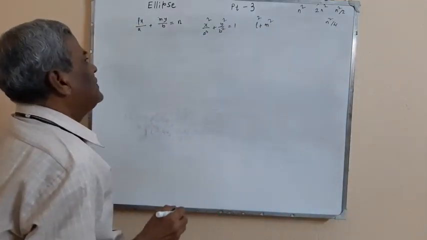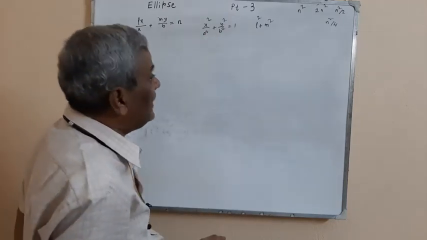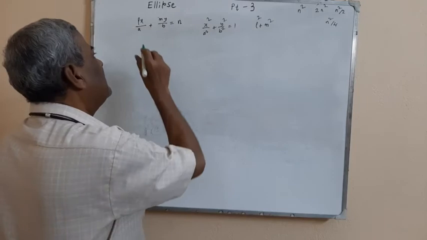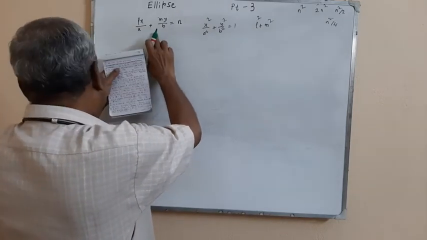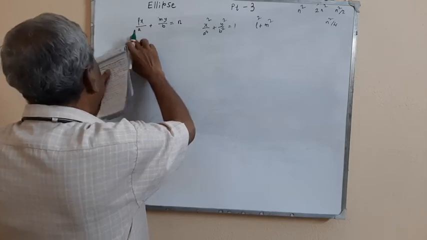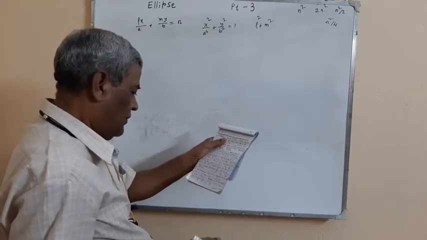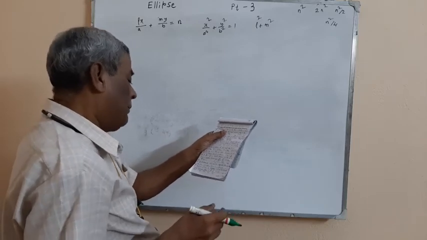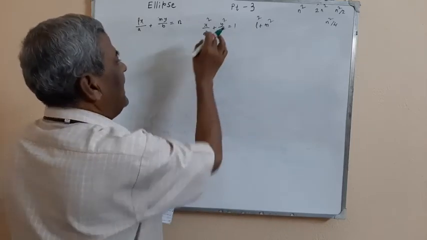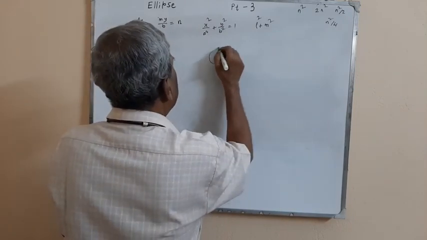It is given that one ellipse is given in standard form, and this is Lx by a plus My by b equal to N. This passes through endpoints of a pair of conjugate diameters of that. Suppose this is the ellipse.